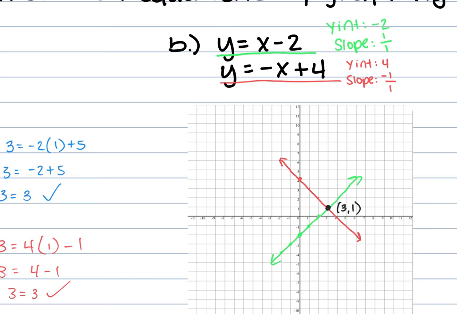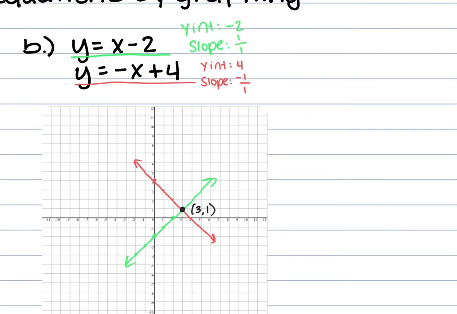But we're not done, okay? We have to check for each of them. So over on the side, you're going to say, okay, well, x is going to be equal to 3, y is going to be equal to 1, and check each of them. So for the green one, we're going to get 1 equals 3 minus 2, so 1 equals 1. Beautiful. That one works. For the red one, we're going to get 1 equals negative 3 plus 4, which is going to be 1 equals 1. That one also works. So (3, 1) is our solution.